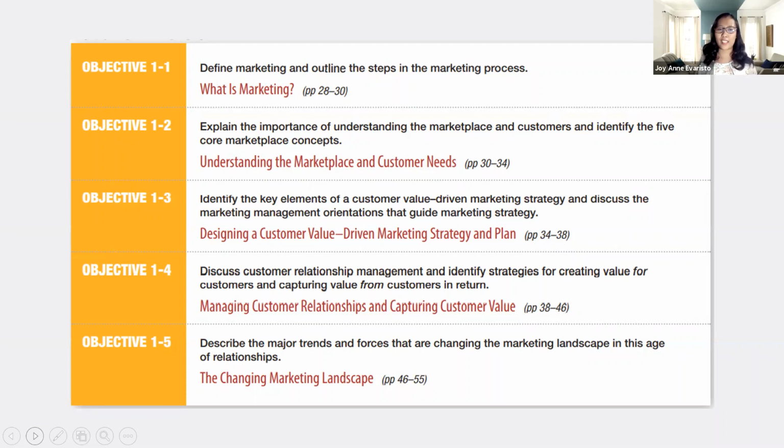We will also discuss the elements of a customer-driven marketing strategy and the different marketing orientations that guide marketing strategies. Then fourth, we will discuss CRM or customer relationship management and the strategies we need to create so that we can create value for customers and capture value from them in return, also known as an exchange. And for the fifth objective, we will describe the major trends and forces that are changing the marketing landscape today.